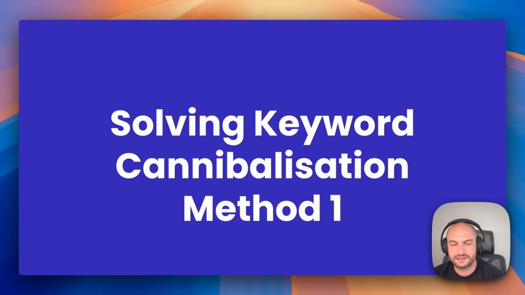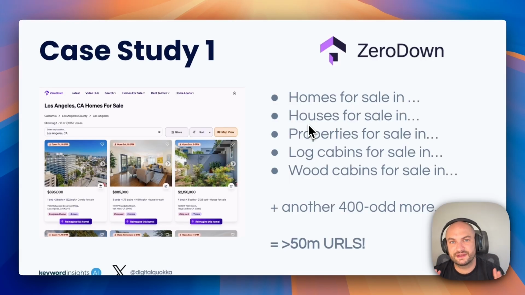So our first case study was for a property site, a very large property site with millions and millions of pages. But this methodology would also work with travel sites or large e-commerce stores or any shop or website that has many thousands of categories and loads of different facets. As I said, in this case study, it is for a property company called ZeroDown, and they had what we called these keyword pages.